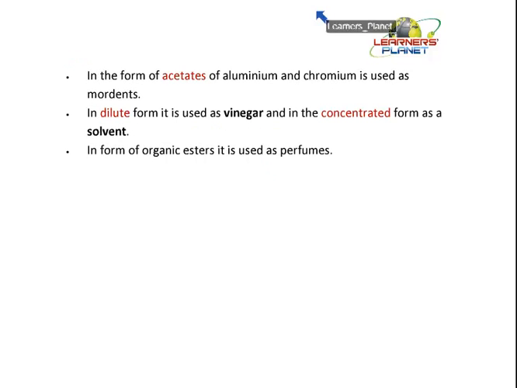Let's see a few more uses of it. It is used in the form of acetates of aluminium and chromium as mordants for dyes, which make the dyes perfect. That is, mordants are used to stick the dye to the substance. In dilute form it is used as vinegar, and in the concentrated form it is used as a solvent. In the form of organic esters it is used as perfumes. So students, this carboxylic acid is a very important organic compound.